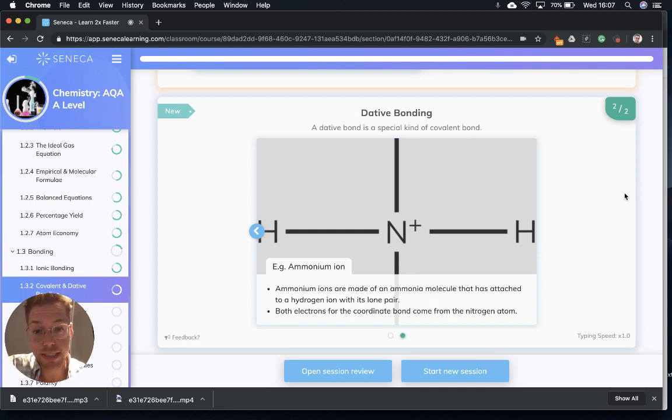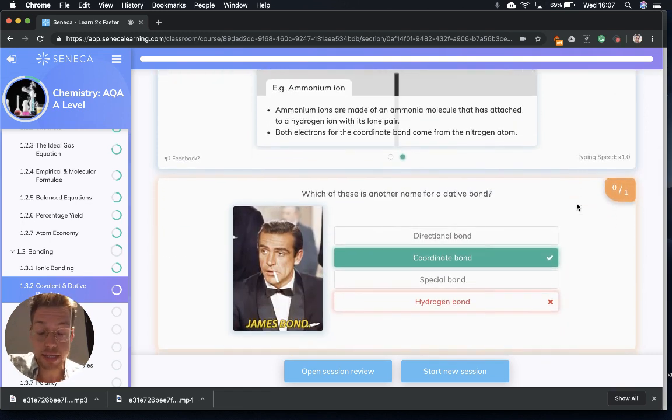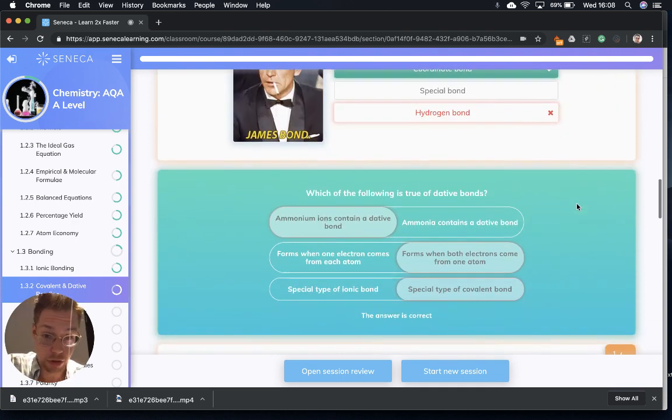A really good example of this is the ammonium ion, which you'll come across a lot in A-level chemistry. So get used to it, it's going to be coming up a lot. Ammonium ions are made up of an ammonia molecule that is attached to a hydrogen ion with its lone pair. Remember, nitrogen in ammonia has a lone pair of electrons in its outer shell, and both electrons can form a covalent bond from that nitrogen atom. So that lone pair will be able to bond to an H+ ion. So both electrons come from the nitrogen. That's a special type of covalent bond called a coordinate bond or a dative covalent bond.